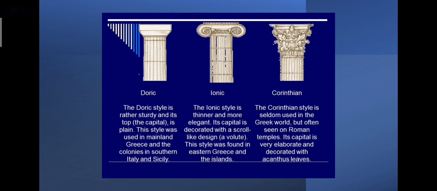Ionic. The Ionic style is thinner and more elegant. Its capital is decorated with a scroll-like design. This style was found in eastern Greece and the islands. And the last one is the Corinthian. The Corinthian style was seldom used in the Greek world, but often seen in Roman temples. The capital is very elaborate and decorated with acanthus leaves.